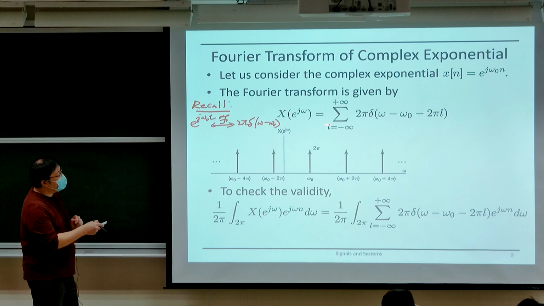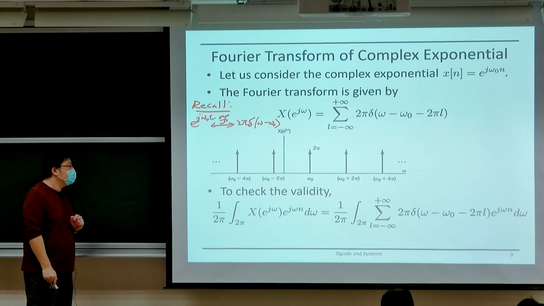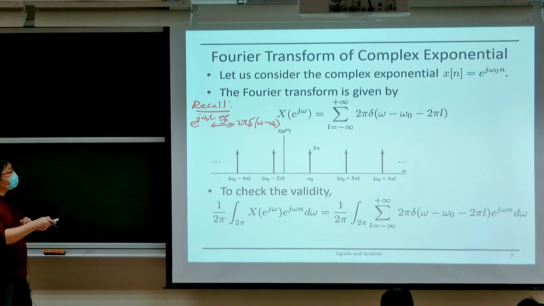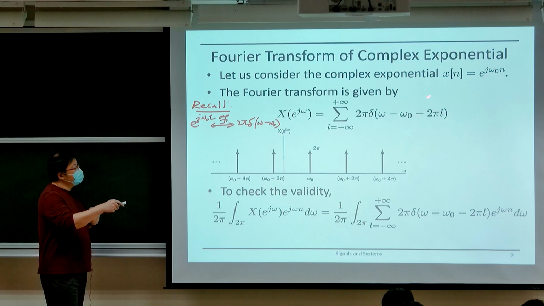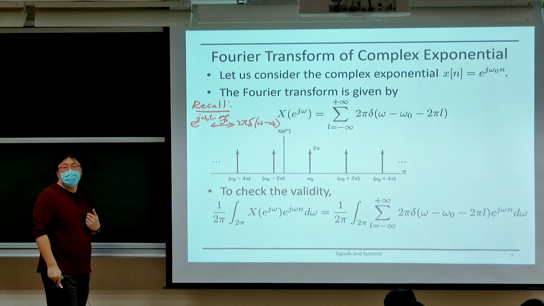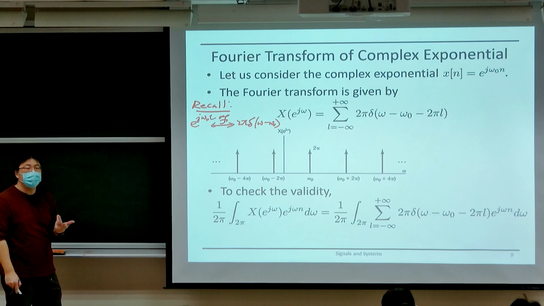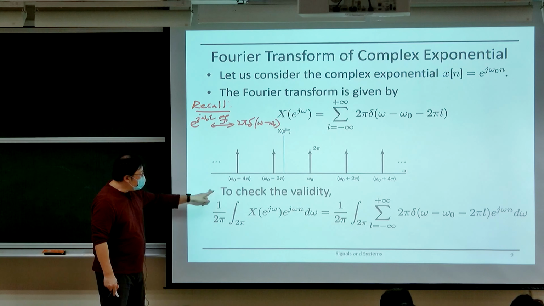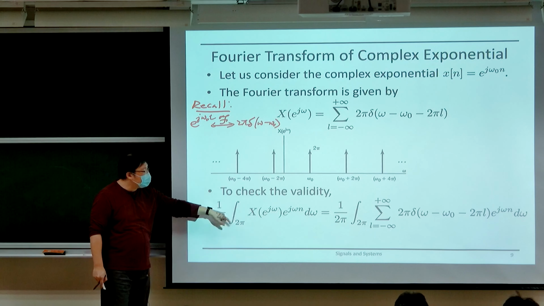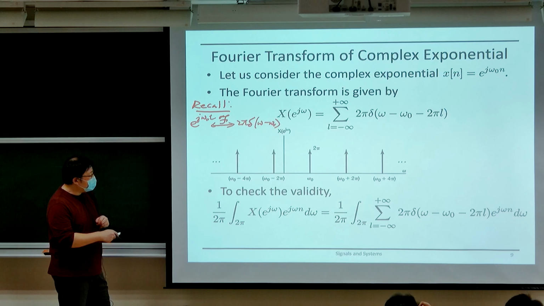Now, how do I check if this is true or not? We can try to plug this into the Fourier transform pair to see if it holds. Doing it in this direction is a little bit more complicated, so we do it in the reverse direction. We check with the inverse Fourier transform. By definition, it's 1 over 2 pi, the integral of capital X times e to the j omega n d omega over a 2 pi range.